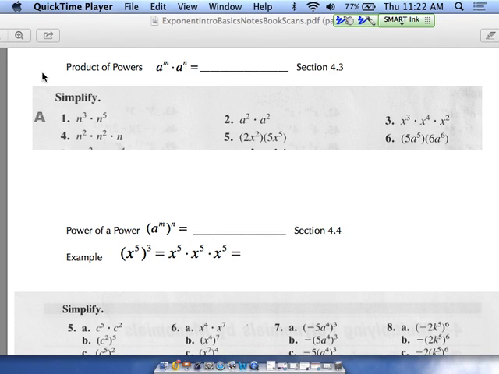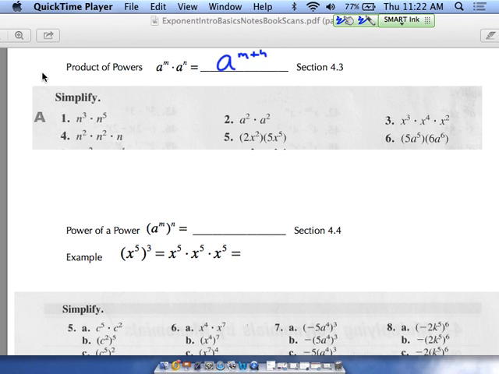Okay, this video is just going to go back over the basic properties of exponents. So it's a review, and if you need to hear it again, then please watch the video. All right, the product of powers is your first basic property. You write the base one time and you add the powers together.